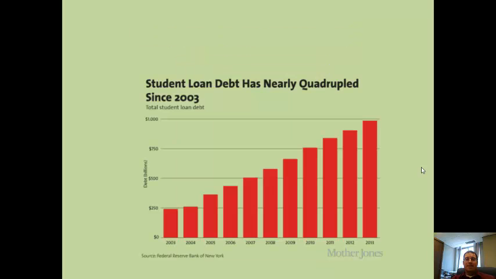Student loan debt has nearly quadrupled since 2003. I graduated in 2002 from undergrad and 2005 from law school at the University of Iowa. As you can see there, even since I graduated, things have really gone through the roof in terms of the cost of education and student loan debt. We have data up to 2013 on this graph, but I'm assuming it's continuing to go up because the cost of education is continuing to go up.